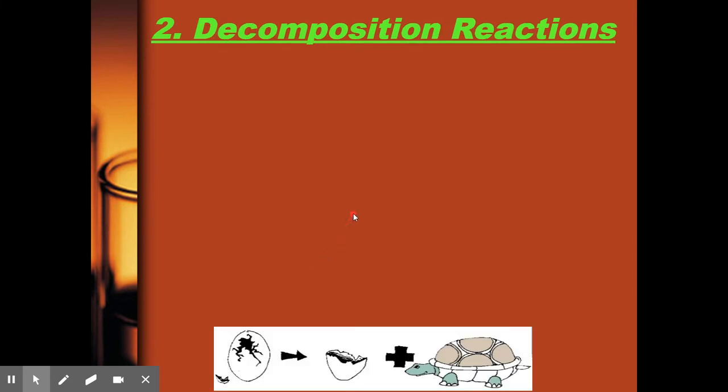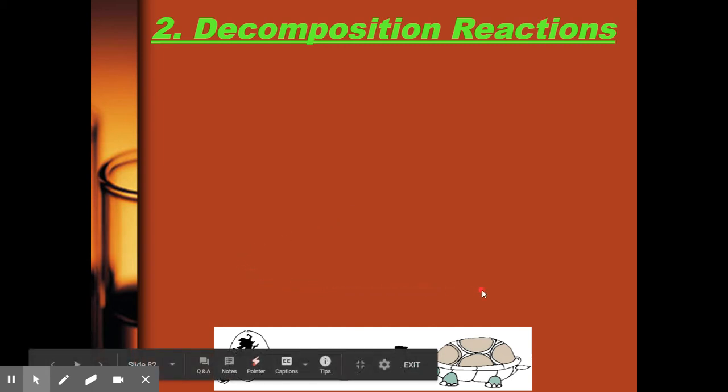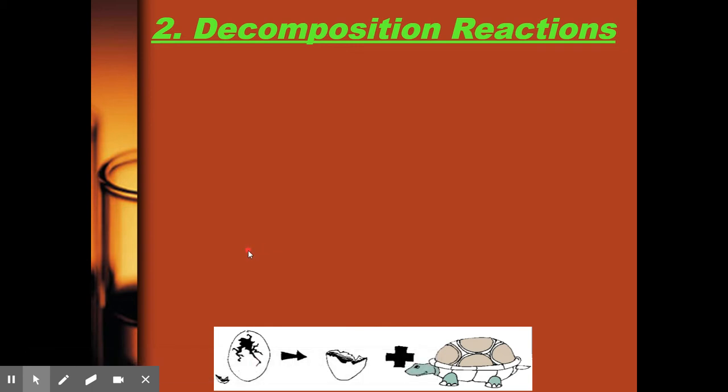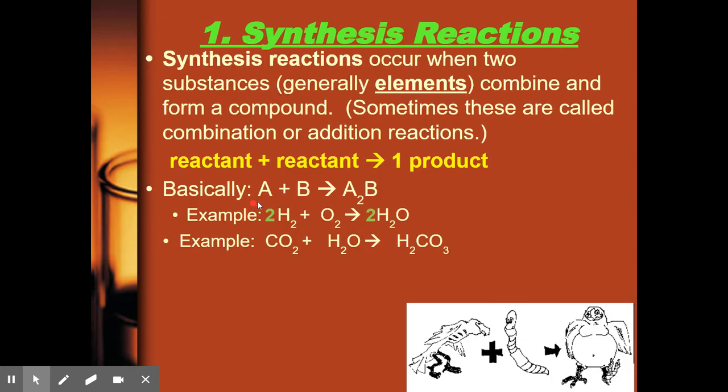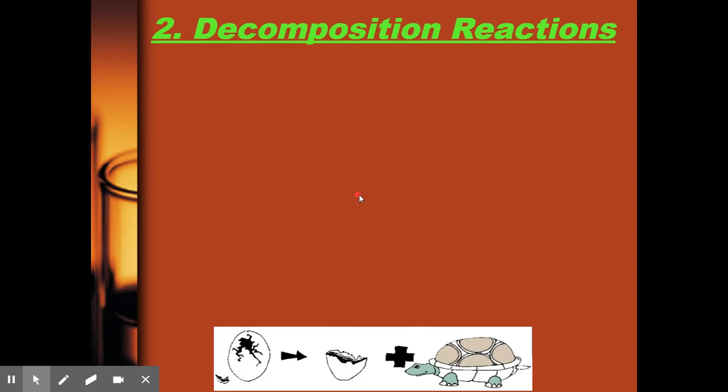Decomposition reactions are the exact opposite of this. So here's our cartoon down at the bottom. We've got an egg that breaks open and makes a baby turtle in this case. So you have one thing making two things. If you look at synthesis reactions, it's two things making one thing. In a decomposition reaction, it's one thing making two things, or 3 things if it splits into 3 things.